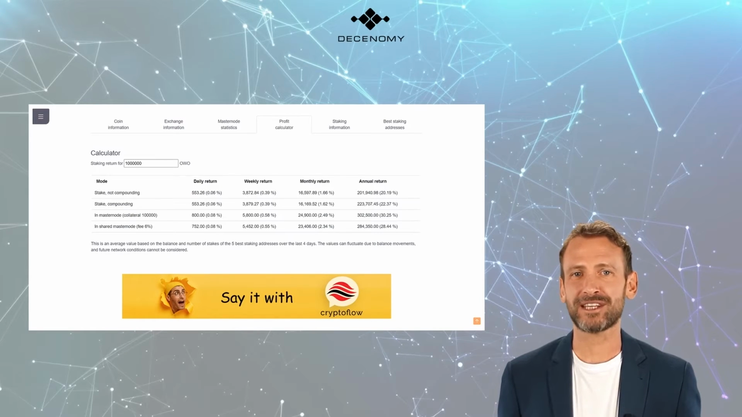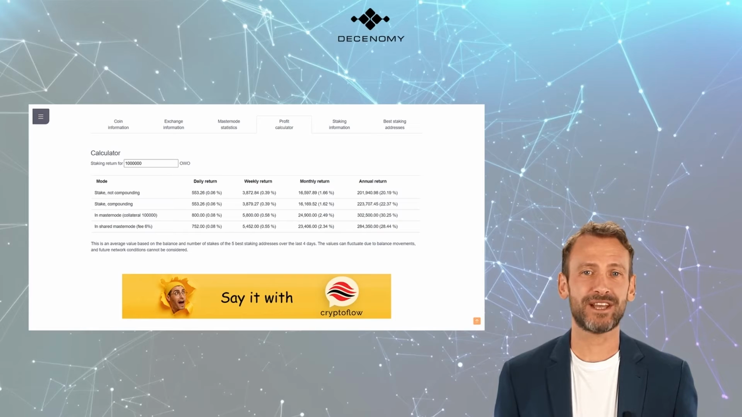Stake, not compounding, shows us expected returns on a daily, weekly, monthly, and annual basis without restaking our rewards. Stake, compounding, shows us expected returns on a daily, weekly, monthly, and annual basis restaking our rewards. In Masternode, collateral 100,000 shows comparison between our staking rewards and the rewards of a masternode. In shared masternode, with a fee 6%, shows comparison between our staking rewards and an investment in a shared masternode.